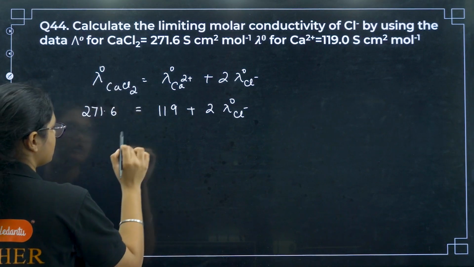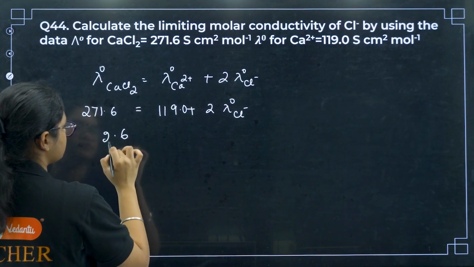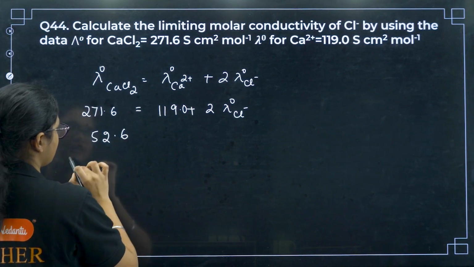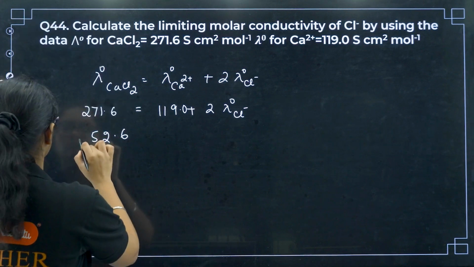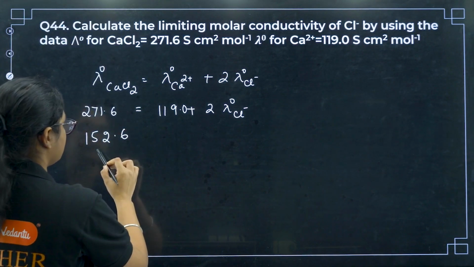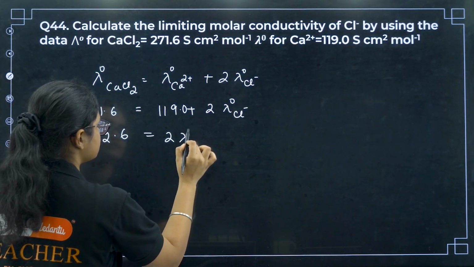Okay. Now, here we have 271.6 minus 119, which gives 152.6. Let me just check. Yeah, what I am getting is equal to 2 times of Cl minus.